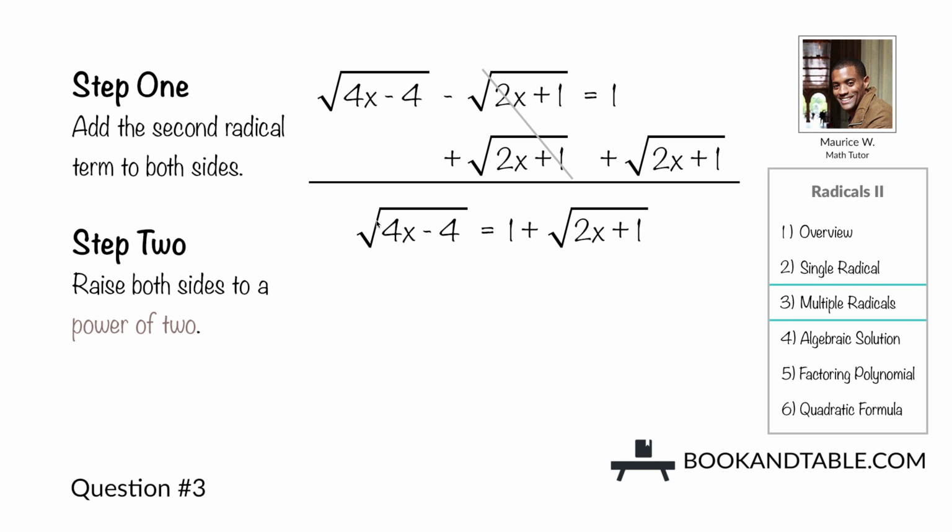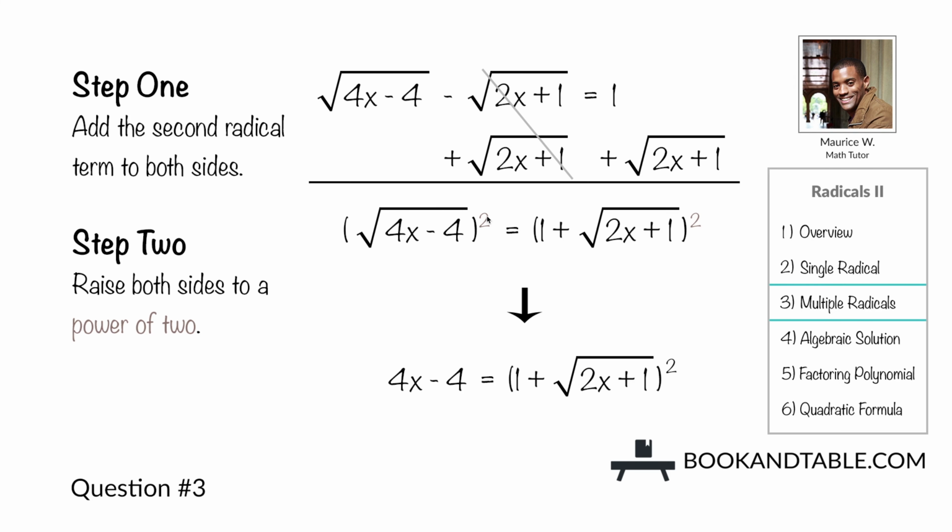To get rid of the radical with an index of 2, step 2, raise both sides to a power of 2. On the left side, you're left with just what's underneath the radical, which is 4x minus 4. And on the right side, we have 1 plus the square root of 2x plus 1 squared. So step 3, we're going to use the FOIL method to expand this expression here.